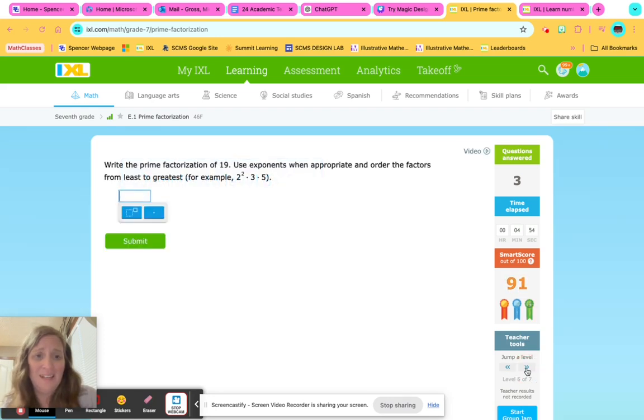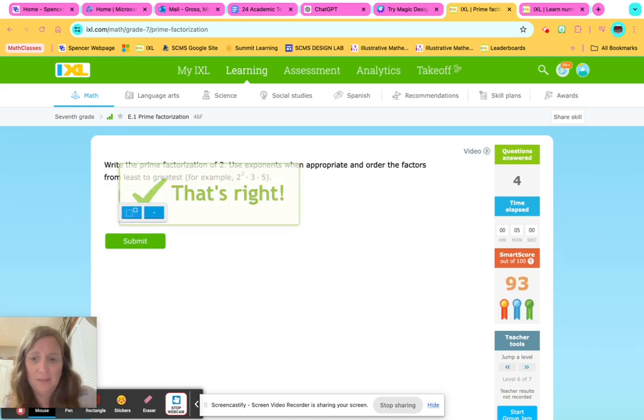19. Well, 19 is prime, so for the prime factorization of 19, we're just going to put 19 in there. Prime factorization of 2, that's 2.